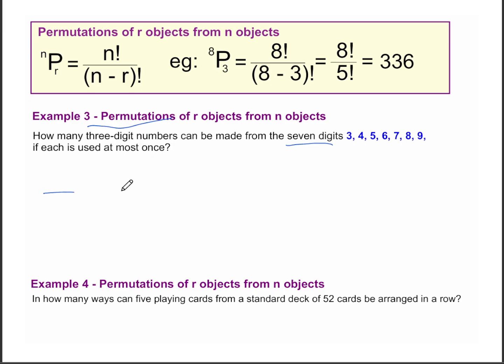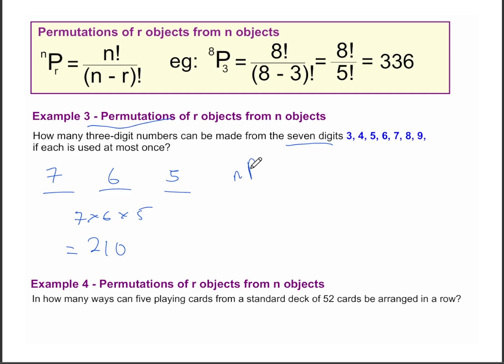So we have 3 spaces for possibilities of numbers. And we have 7 digits. 1, 2, 3, 4, 5, 6, and 7. Therefore, there are 7 options in the first one. There are 6 options for the second one. And there are 5 options for the third place, which gives us 7 times 6 times 5 as our answer, which is 210. You can use this formula for this as well.